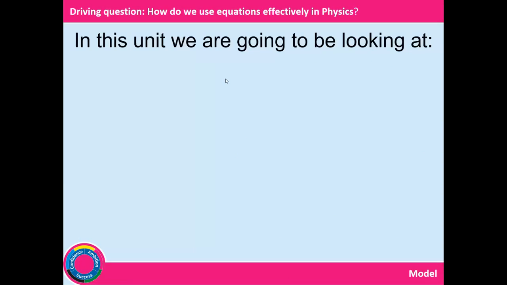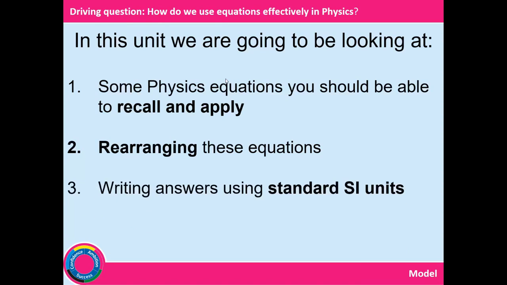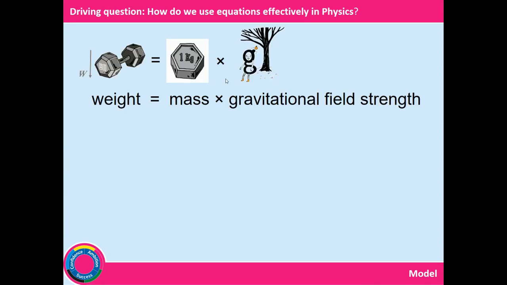In today's lesson, we're going to be looking at some physics equations you should be able to recall and apply. When you will be doing your GCSE, AQA requires you to know about 21 equations, or if you're doing higher tier, 23 equations that you should be able to recall and apply in an exam. Not only recall and apply them, but of course, in applying them, you should be able to rearrange these equations to make a different variable the subject of the formula. And finally, when writing your answers, you write them using standard SI units.